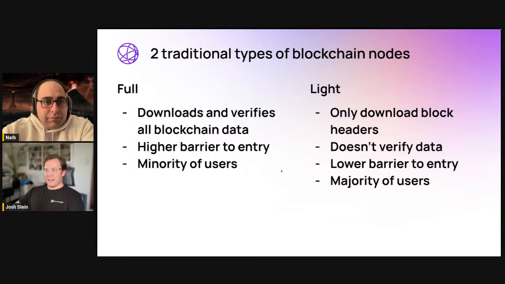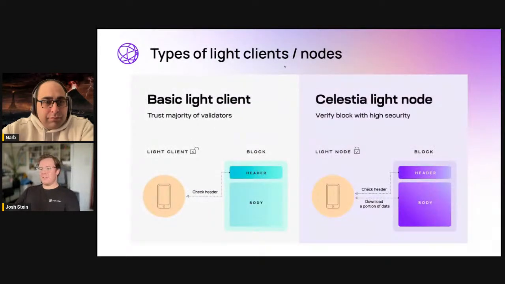Switch to Windows. So yeah, this is another visualization of what different types of light clients do. In the Celestia light client, it's going to check the header and make sure the header is valid. And then it will also download a very small portion of the data from the body of the block and use something called erasure coding, which is basically a mathematical primitive to check that the data is there. And I'll get into that a little bit deeper in a second.